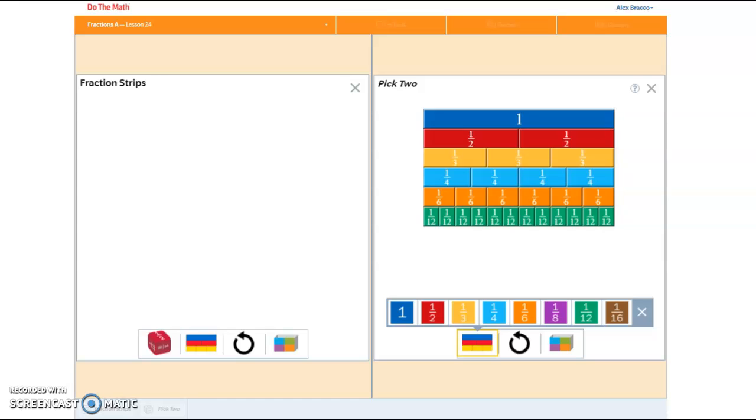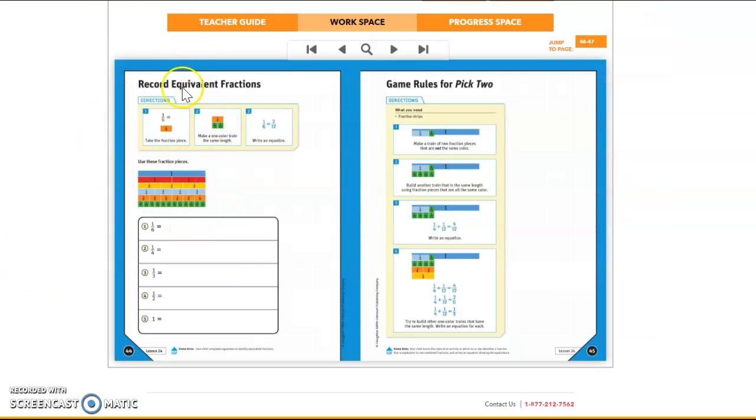We are now on lesson 24 of Do the Math. We are talking about combining fractions with unlike denominators today. In today's lesson, we are going to use our new fraction pieces and some of our old fraction pieces to do a pick 2 activity. But we're going to first look at equivalent fractions. We need to identify fraction pieces that are equivalent to, for the first example on page 44, which is where we will be beginning today. On page 24, we're going to record equivalent fractions, which is what your page should look like right here.